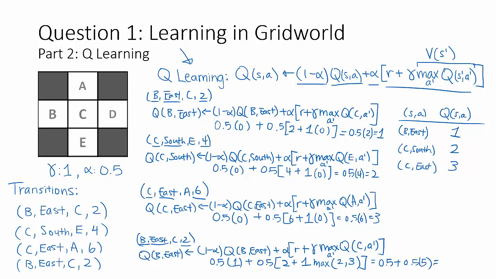And so adding this up, we get a value of 3. And so we update the entry for B East to 3. And now we're done. So the final Q values that we have are that Q of B East is 3, Q of C South is 2, Q of C East is 3, and all other Q values are 0.